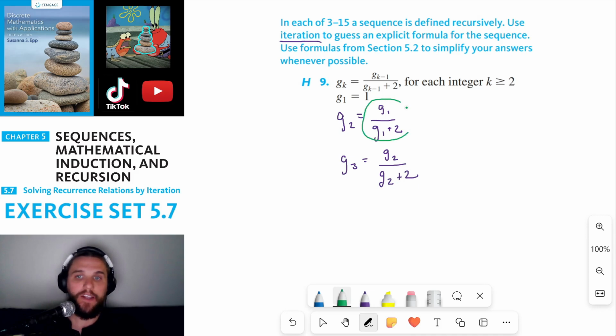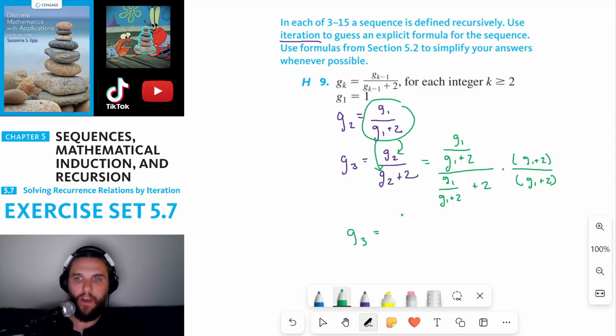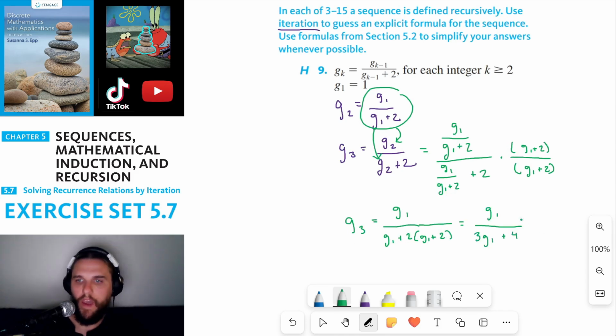But we can substitute G sub 1 over G sub 1 plus 2 into both of these G sub 2's so that we can write G sub 3 in terms of G sub 1. Now this is kind of messy, but we can simplify this fraction by multiplying the numerator and the denominator both by G sub 1 plus 2. And so G sub 3 is G sub 1 over G sub 1 plus 2 times G sub 1 plus 2. And this simplifies to G sub 1 all over 3 G sub 1 plus 4.